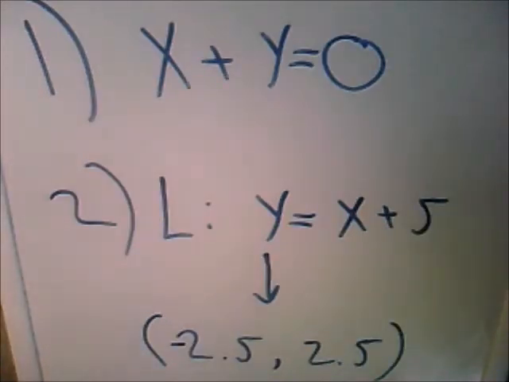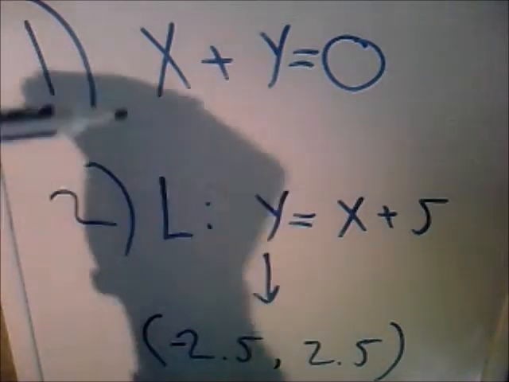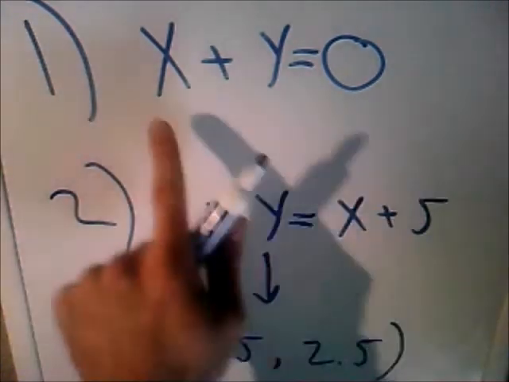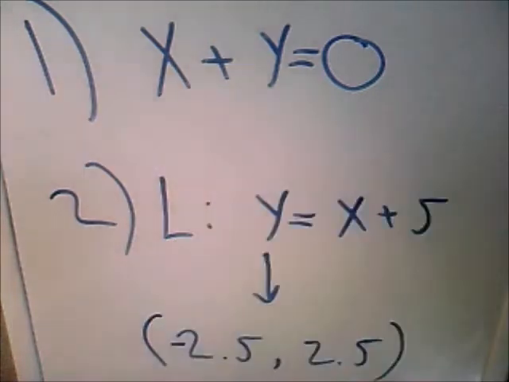Great, now we have everything we need to calculate the intersection of these two lines. Now, this boils down to nothing more than solving this simple system of equations. L is the line y equals x plus 5, and we also have the line x plus y equals 0. I'll skip the algebra, but it's very simple, and we end up with negative 2.5, 2.5, which is very easily checked.